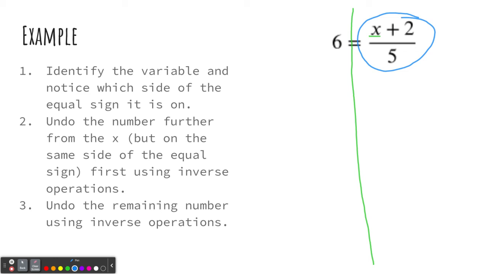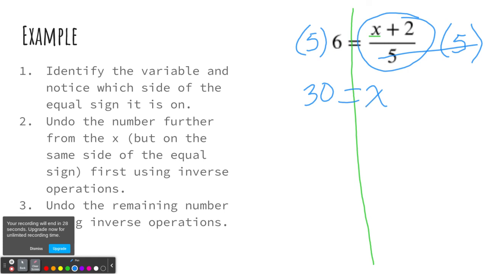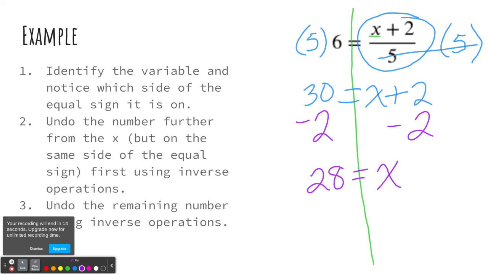So the first thing we're going to cancel out is the dividing by 5. To cancel out dividing by 5, we're going to multiply both sides by 5. These 5's cancel out, and we're left with 30 equals x plus 2. Now we cancel out the remaining number. To get rid of plus 2, we subtract 2 on both sides, and we get our final answer of 28 equals x.